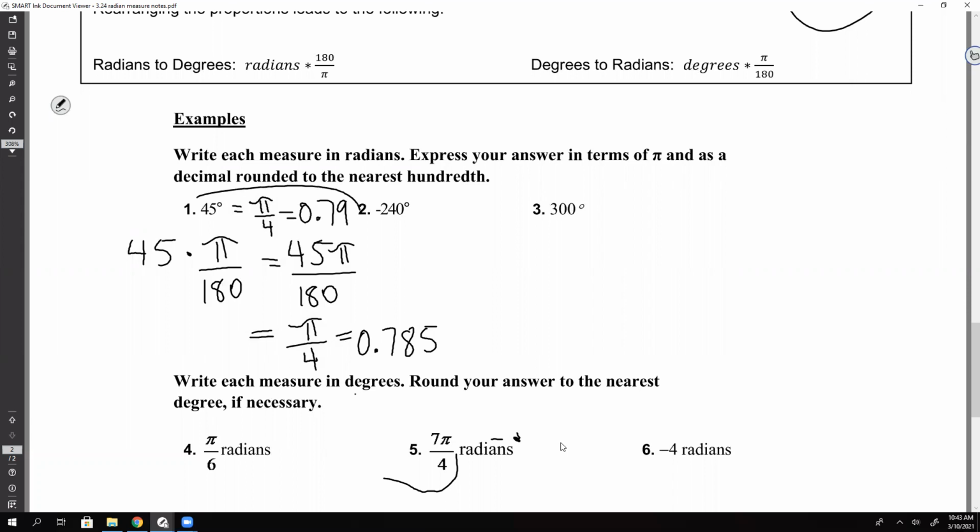So there we go. That's the first one. Okay. Now we'll do the next one here. It's negative 240 degrees, okay? We're going from degrees to radians. So we do negative 240 times pi over 180, okay?